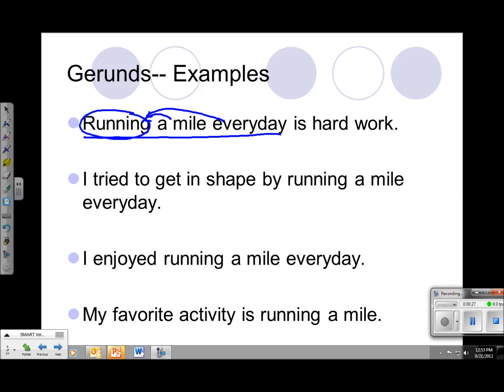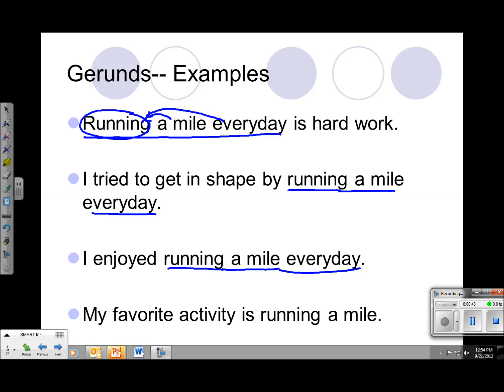In our second example, I tried to get in shape by running a mile every day. Running again as my base gerund. Running what? A mile, when, every day. That's the entire gerund phrase. For number 3, I enjoyed running a mile every day. Running is my ing word. Running what? A mile. Running when? Every day. That's my entire phrase.